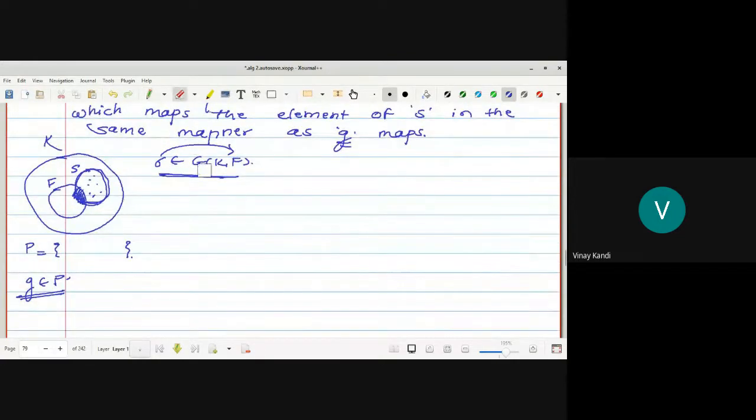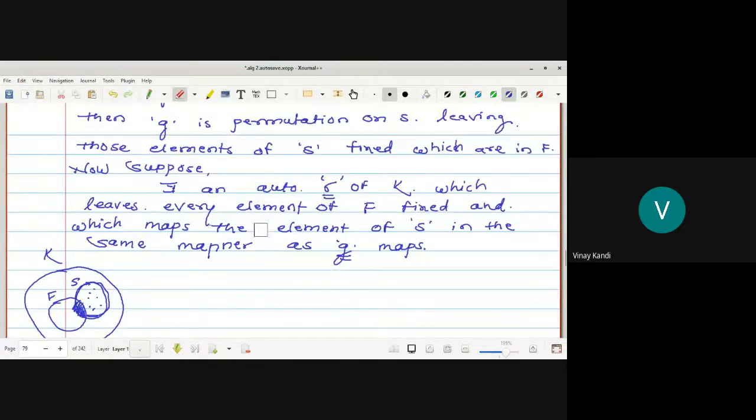There exists an automorphism sigma of K, which leaves every element of F fixed. That is, sigma belongs to G(K/F), and which maps the elements of S in the same manner as G maps. So hence the sigma is completely determined.